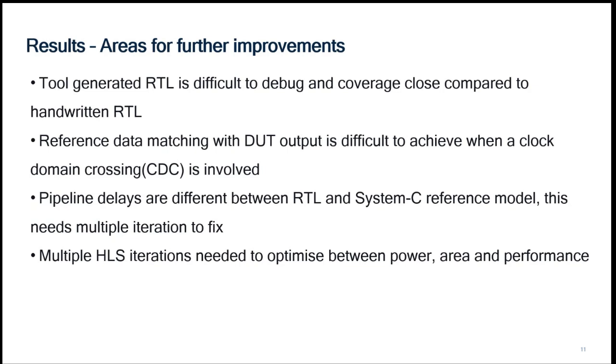The third one is that there will be additional pipeline delays. As I mentioned, the SystemC model is only a functional abstraction. So depending on the number of pipeline stages we choose, the RTL will be slightly different. That may need a bit of tuning in the initial stages of DV. That was also another challenge, but a very trivial one. I don't think it took too much effort.